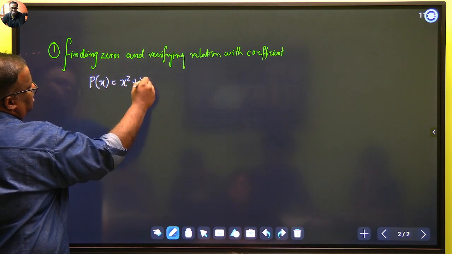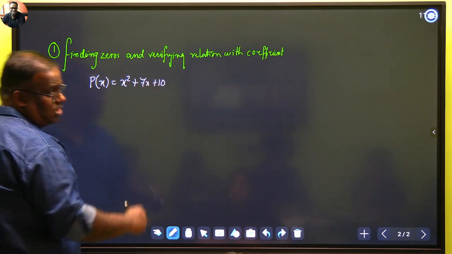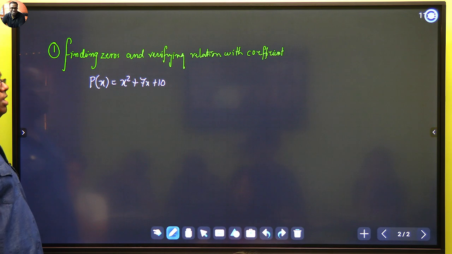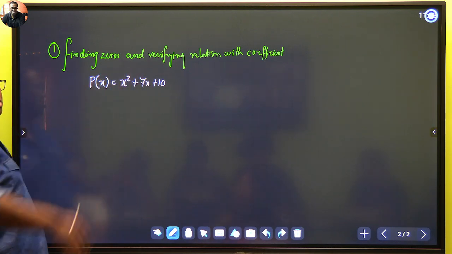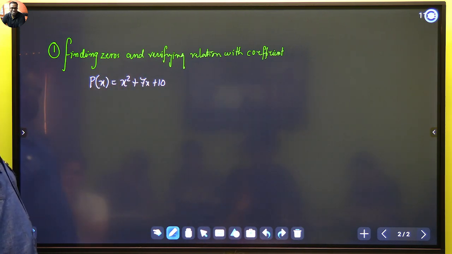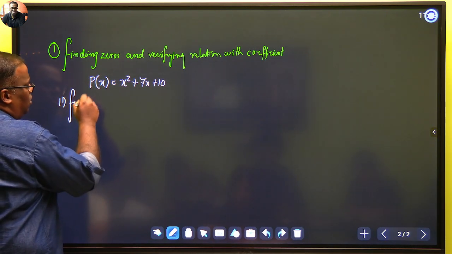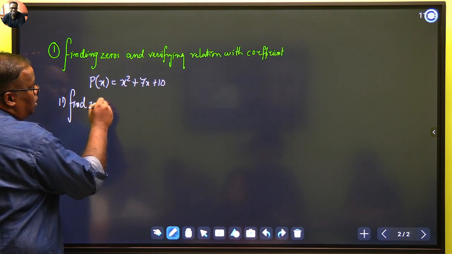x square plus 7x plus 10. They will ask you, this is a typical 3 marker. Find zeros and verify relationship. So our first step should be to find zeros. I'll not solve the problem, I'm just saying what should click in your mind.